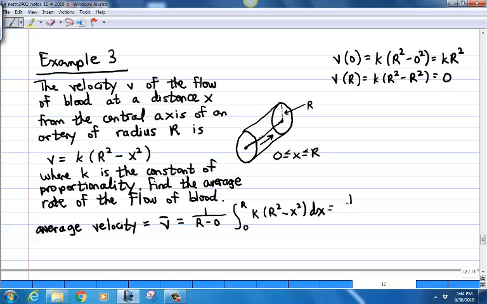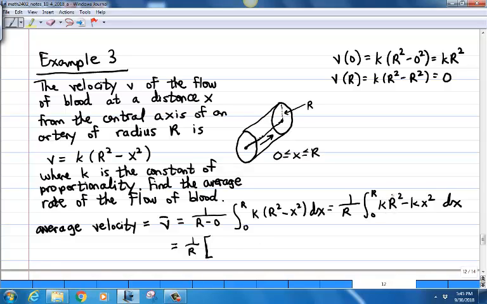All right, so let's see. Of course, r minus 0 is r, so I have 1 over r times the integral from 0 to capital R of, let's expand this product, so I'm going to write this as k times r squared minus k times x squared, and of course we're integrating with respect to x. Well, now we have two terms in our integral, so I can integrate those two terms separately. So I have 1 over r times, and now let's go ahead and carry out the integration.